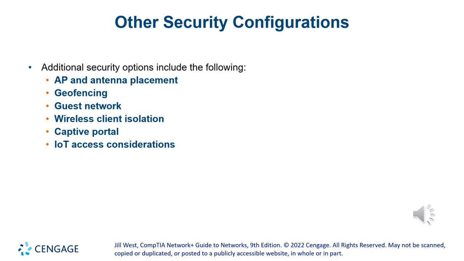Some of the security: your AP and antenna placement. Do you want your signal to leak outside the building? Do you want it to leak into other departments where they don't want people to connect? So that's where the placement goes.